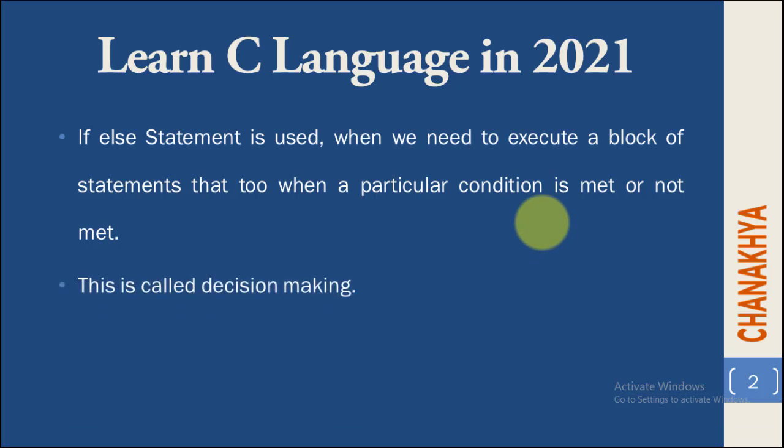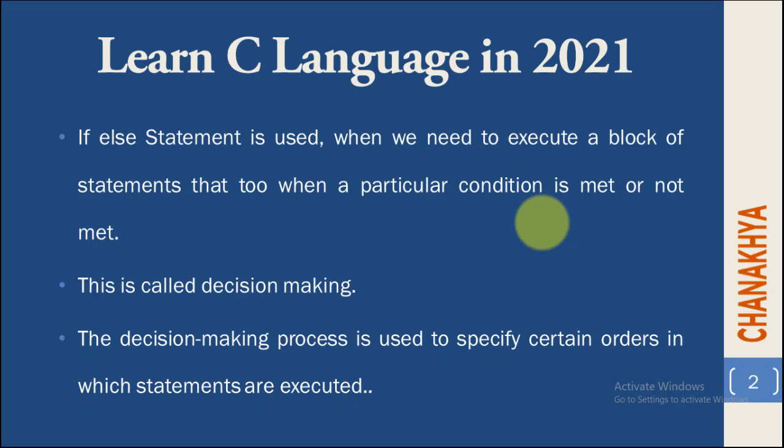This is basically called decision making. Decision making means we have to do either this or that. The decision making process is used to specify the order in which statements are executed. If the condition is met, then this code has to be executed. If the condition isn't met, then this other set of statements has to be executed.